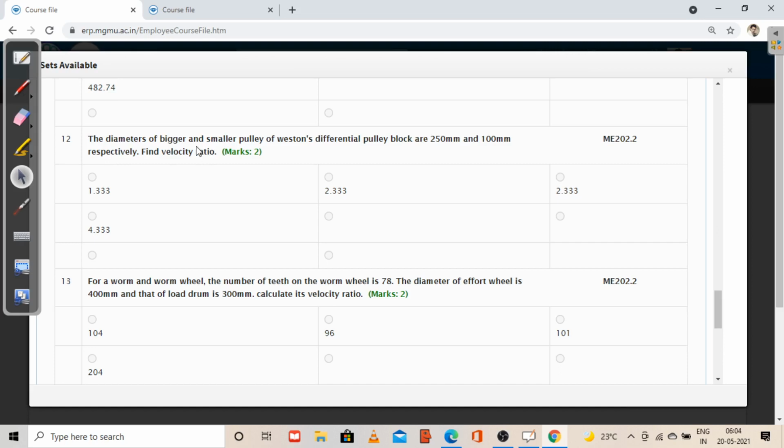See, you have to focus on which kind of machine they have given. Weston's differential pulley block. As I told you, the velocity ratio will be changed for every machine. You have to remember that formula. Now they have given the diameters of the bigger and smaller pulleys, 250 and 100 mm. Now find the velocity ratio. What is the formula for Weston's differential pulley block?